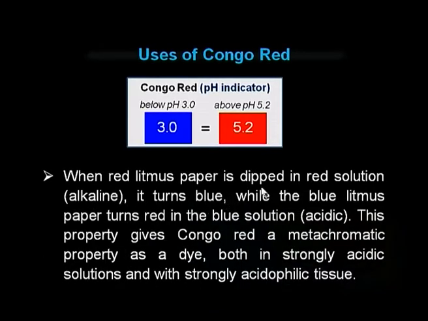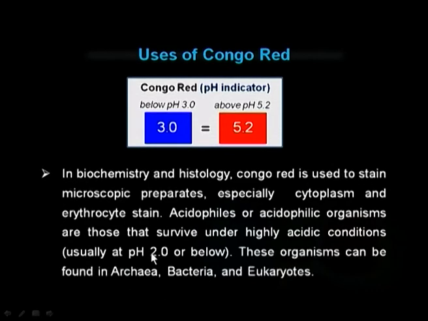When red litmus paper is dipped in the red solution, that is the alkaline solution, it turns blue, while the blue litmus paper turns red in this acidic solution. So, this property gives Congo red a metachromatic property as a dye, both in strongly acidic solutions and with strongly acidophilic tissues. In biochemistry and histology, Congo red is used to stain microscopic preparates, especially cytoplasm and erythrocyte stain. These are used for the identification of certain stains.